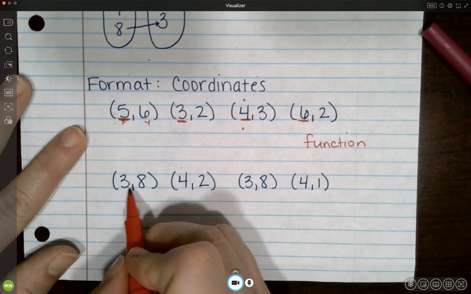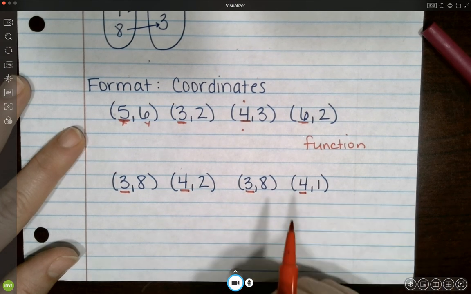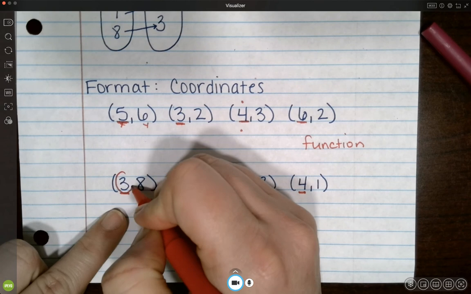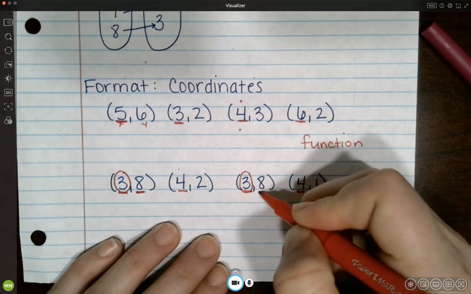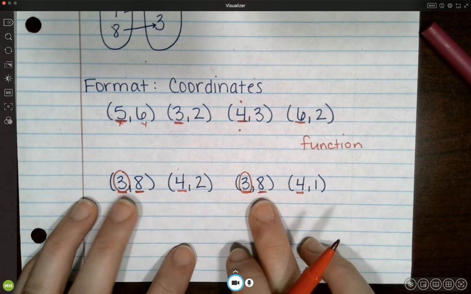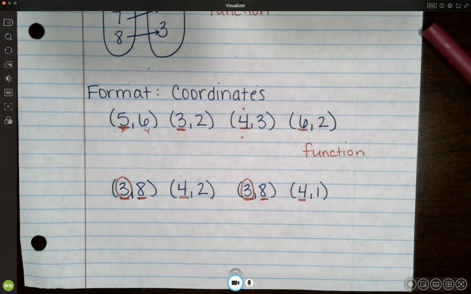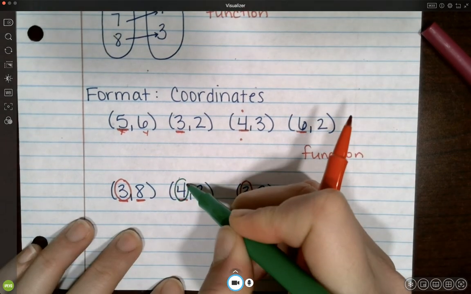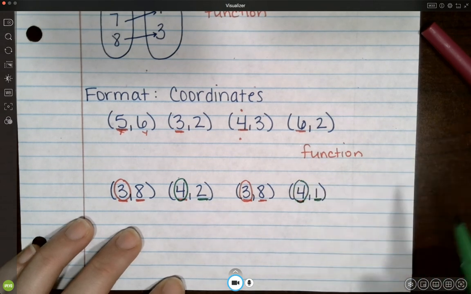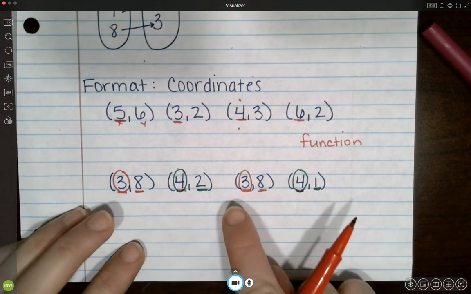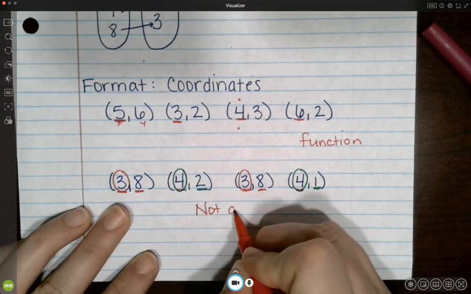When I go through this one, I have 3, 4, 3, 4. Ooh, now we need to analyze. This 3 is paired with an 8. This 3 is paired with an 8. Is there anything conflicting? No, that's exact data. So that is not a conflict. But let's now analyze these 4s. This 4 answers 2. This 4 answers 1. So while the 3s still allow it to be a function, the 4s are what cause it to be not a function.